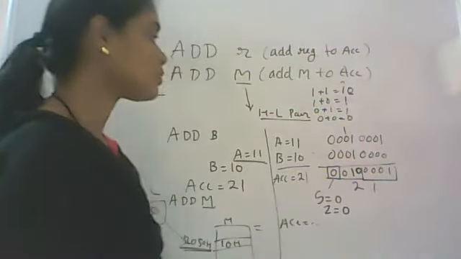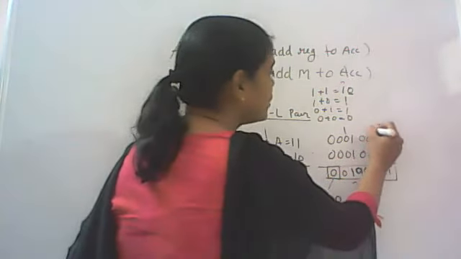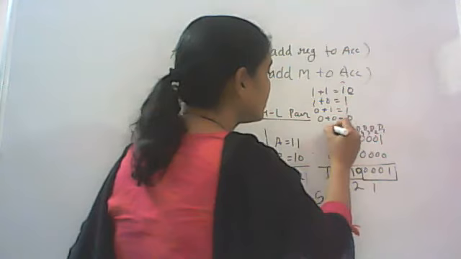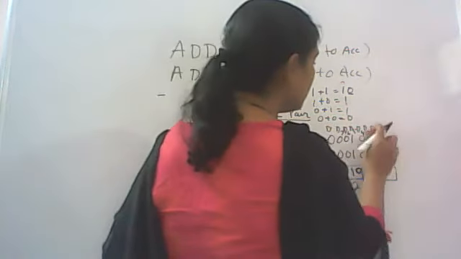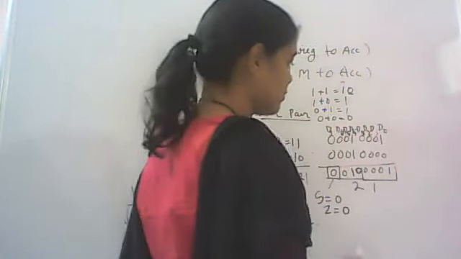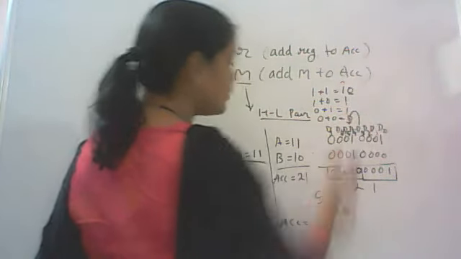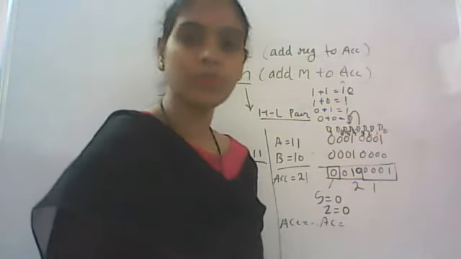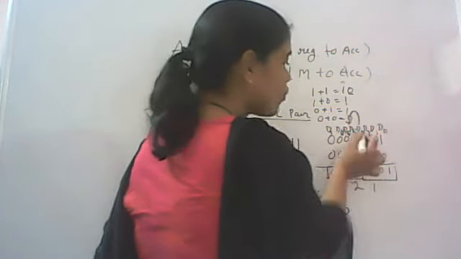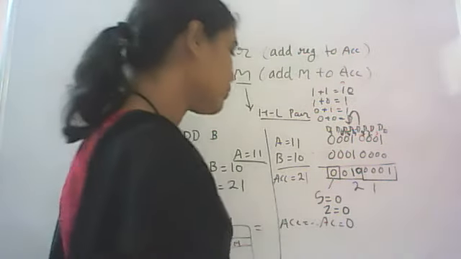Then the auxiliary carry flag. Here bits D0, D1, D2, D3, D4, D5, D6 and D7. In the auxiliary carry flag, if a carry is generated from D3 to D4, the auxiliary carry flag is set to 1, otherwise it is reset. Here no carry is generated from the D3 bit, so the auxiliary carry flag is set to 0.